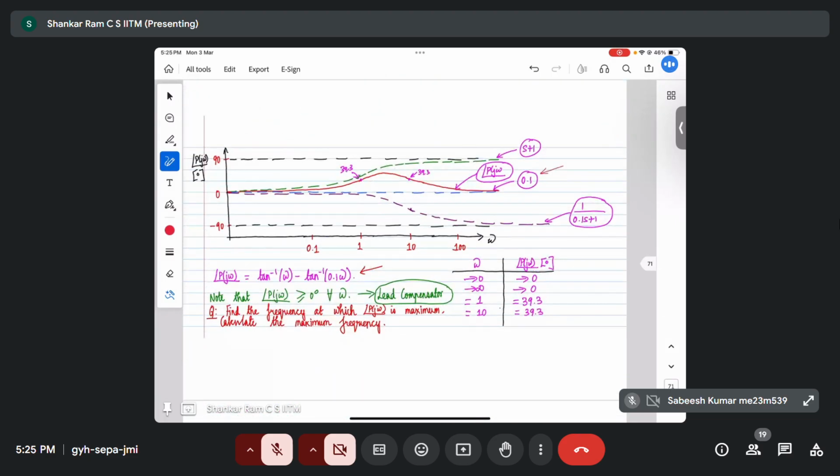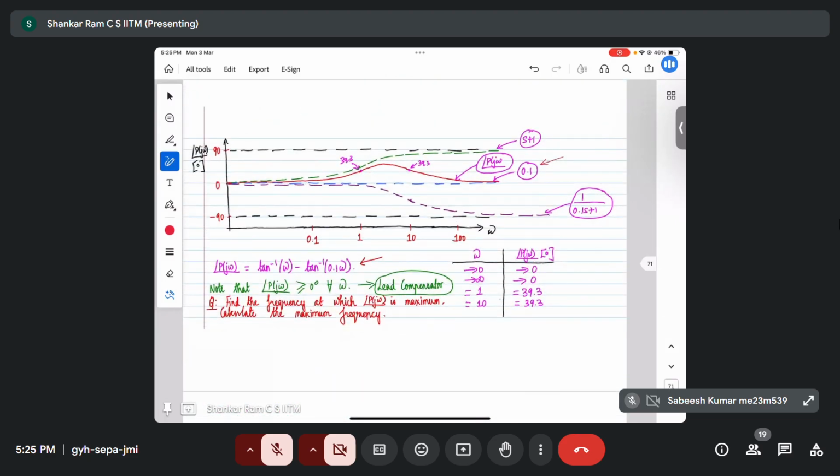So essentially, yeah. If we now come to the phase plot, we once again plot the phase of the 3 individual factors and add them. Okay. So that is the phase plot.